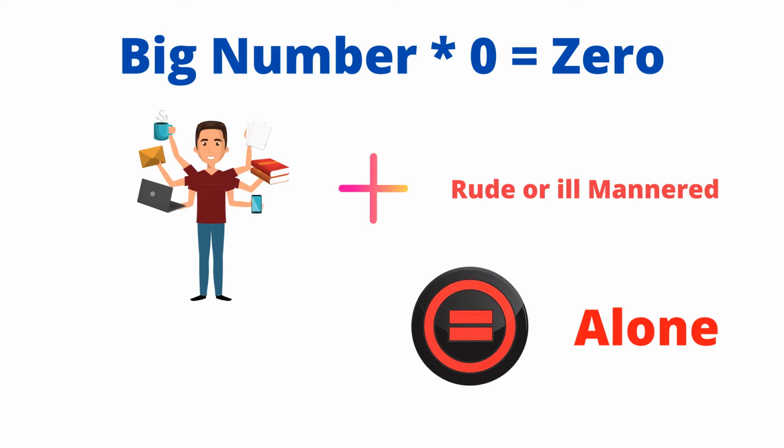Even if we take the subject maths, with it we can understand that we have a huge number, and if we multiply that big number with 0, what will be the result? The conclusion will be, of course, 0.